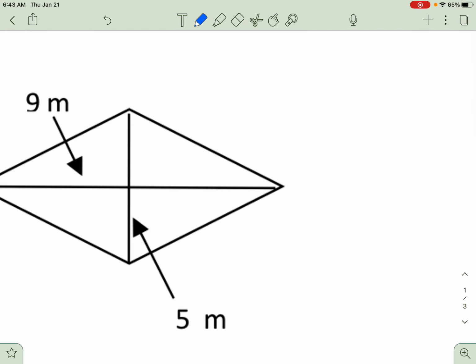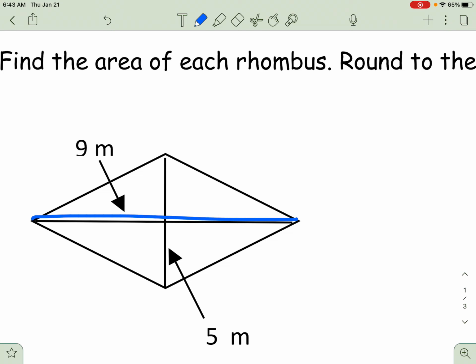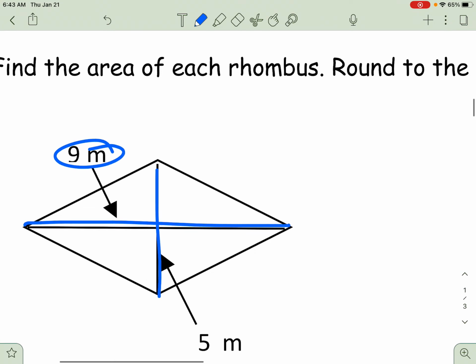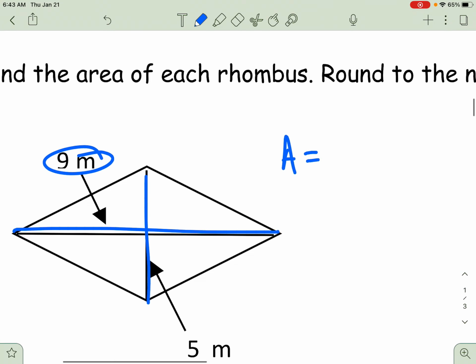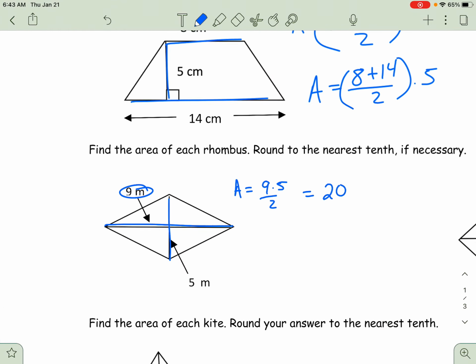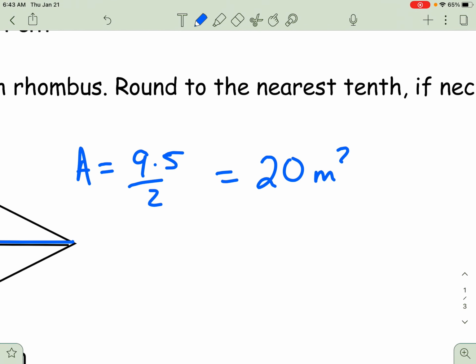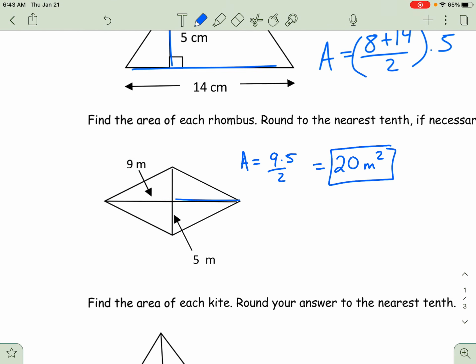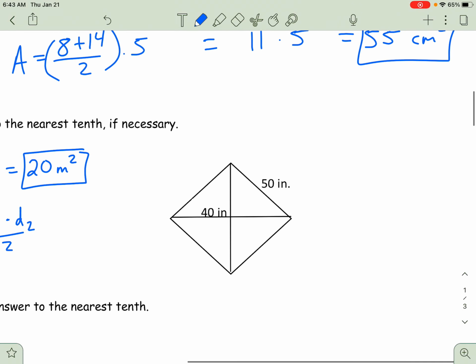Okay? All right, rhombus. So we have this diagonal is 9, this diagonal is 5, so we multiply those together. 9 times 5 divided by 2. 9 times 5 is 40. 40 divided by 2 is 20. So the area of the rhombus here is 20 meters squared. Right? Because it's, again, diagonal 1 times diagonal 2 divided by 2.